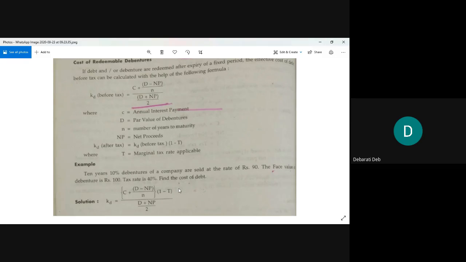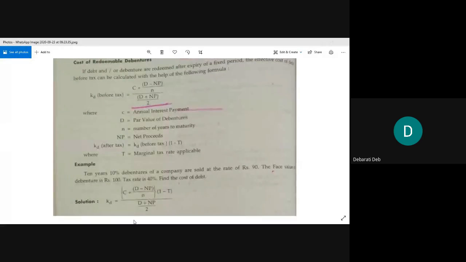redeemed after that maturity period. So in order to apply the cost of redeemable debentures, you have to look out for the years to maturity. Okay, so here the 10 years factor is given to you, that should indicate that here you will have to use the redeemable debentures formula. Then you apply the formula.